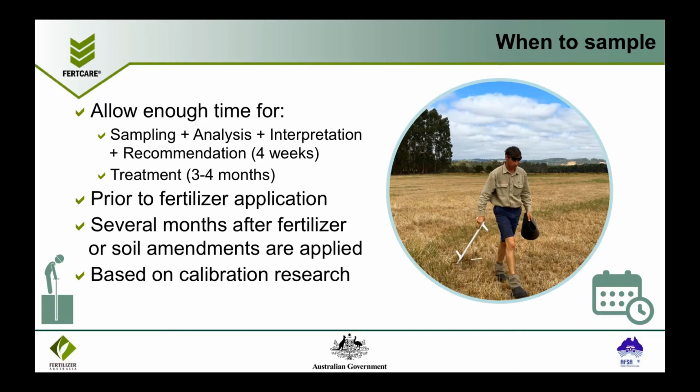And often the timing of sampling is dictated by research. So for example, if we think back to the Better Fertiliser Decisions for Crops or Pastures work, there may be other local calibration research which basically dictates that soil samples are taken in summer because the pasture or crop responses were evaluated in the following winter.